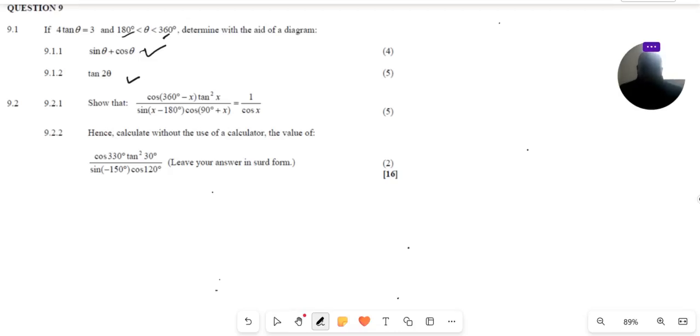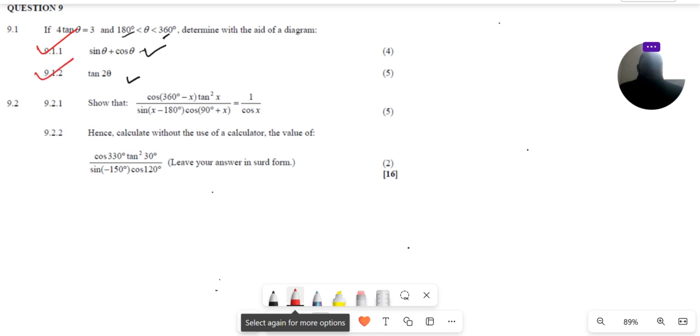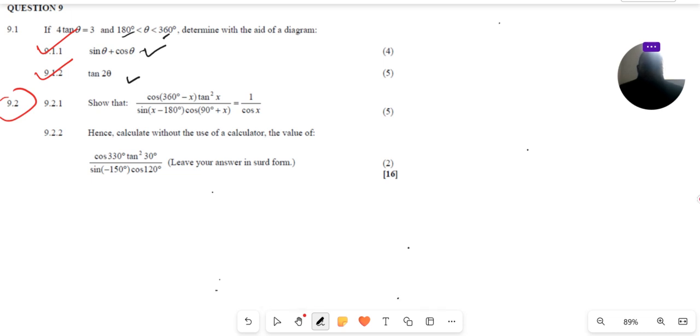With the first question, we are done with question 9.1. Now 9.2. We are looking at this question. This question is all about reduction. We call it reduction.